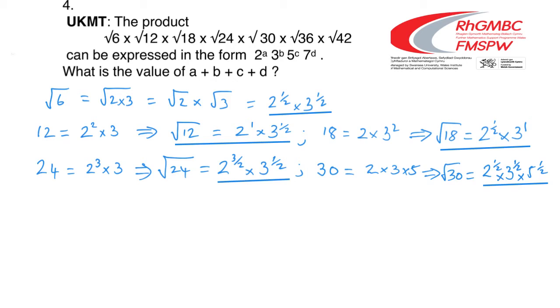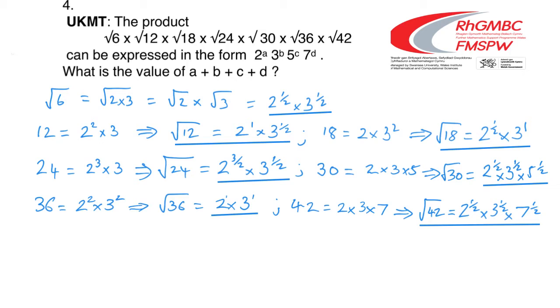30 is 2 times 3 times 5, so root 30 is 2 to the half times 3 to the half times 5 to the half. The square root of 36 should be immediately recognisable as 2 times 3, or 2 to the 1 times 3 to the 1 to keep the notation consistent. And finally, since 42 is 2 times 3 times 7, we have that root 42 is 2 to the half times 3 to the half times 7 to the half.